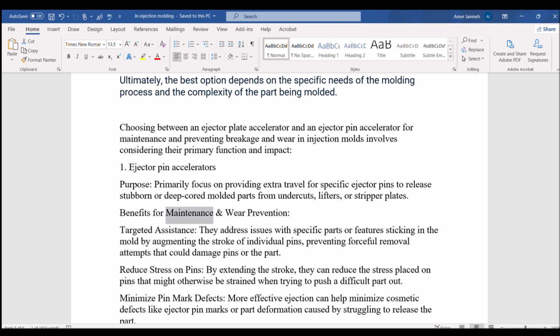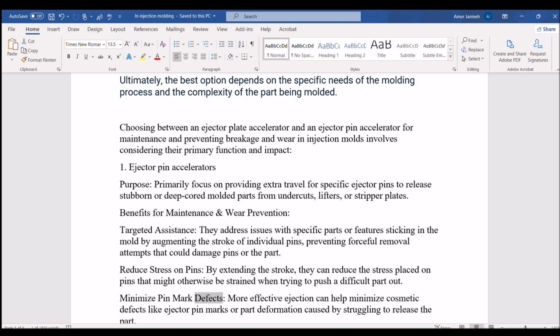Benefits for maintenance and wear prevention. Targeted assistance: they address issues with specific parts or features sticking in the mold by augmenting the stroke of individual pins, preventing forceful removal attempts that could damage pins or the part. Reduce stress on pins: by extending the stroke, they can reduce the stress placed on pins that might otherwise be strained when trying to push a difficult part out.